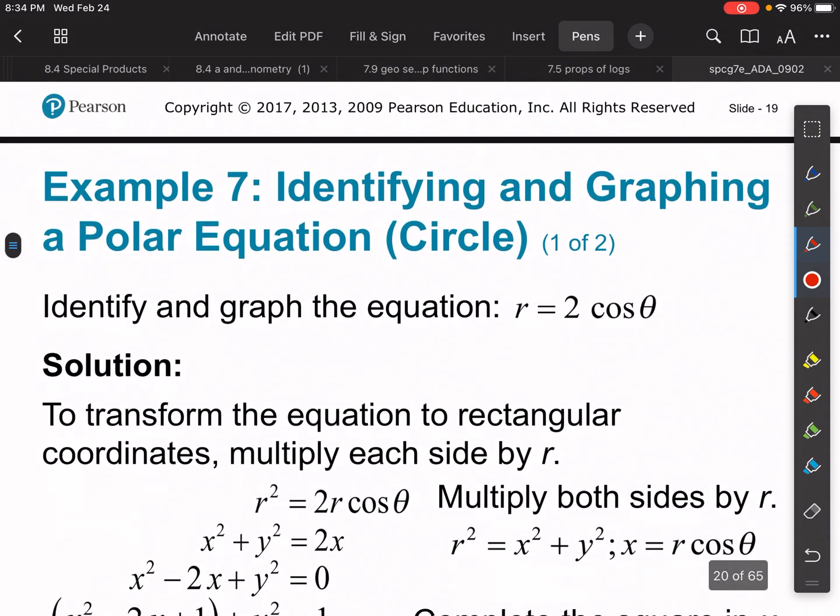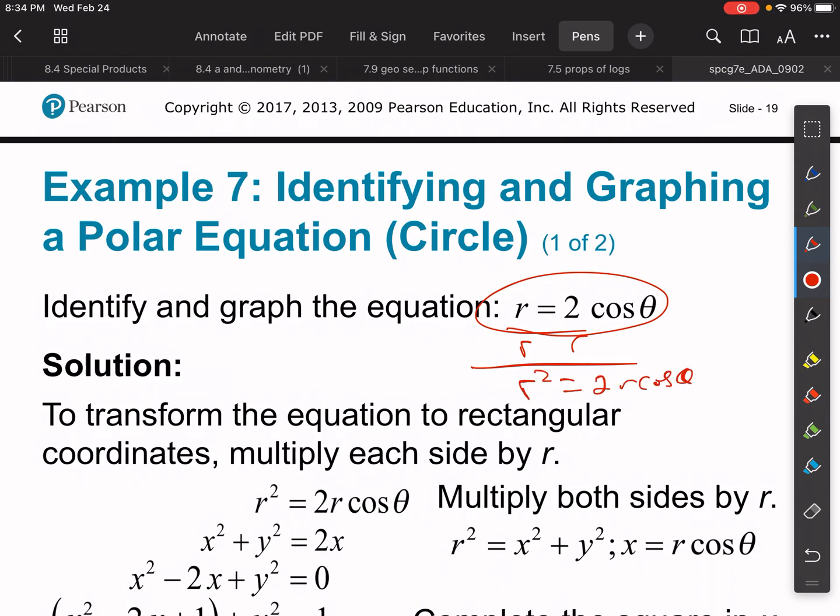There's another one here that's the cosine version of this, so I'm just going to do the same thing. I'm going to multiply both sides by r. I get r squared is equal to 2r cosine theta. So then I know that x squared plus y squared is equal to 2x. So then I'm going to move my x over, and I have x squared minus 2x plus y squared is equal to 0.